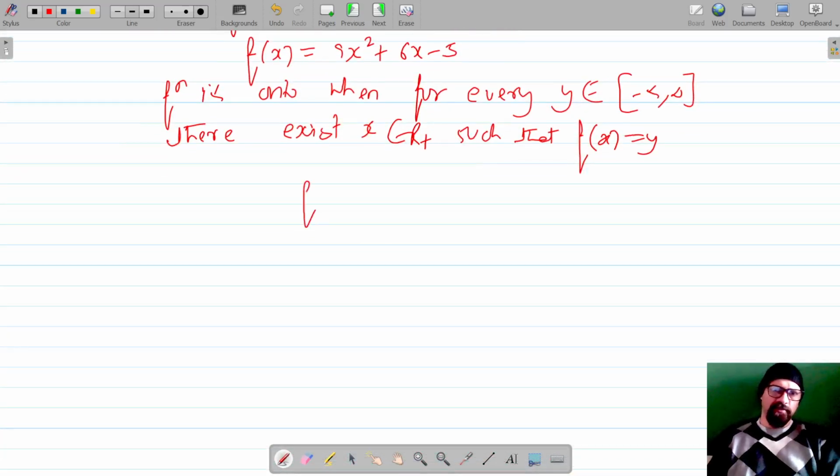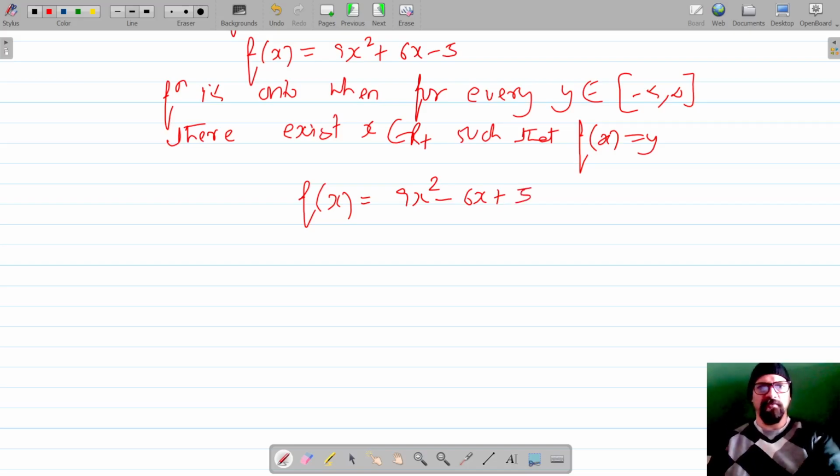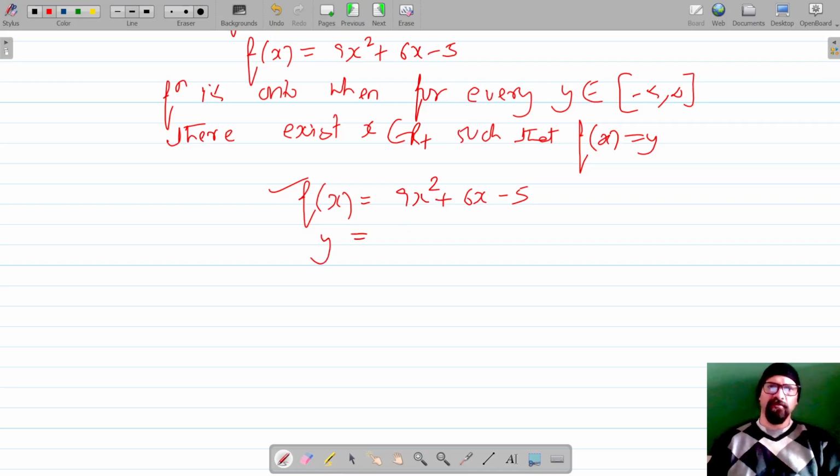Now our function is f of x equal to 9x squared plus 6x minus 5. This is our function. And f of x means this is y, so y is equal to this, a quadratic expression. Let's try to get it into some known form, a plus b or a minus b the whole squared. So I'm going to take 9 common, so we are left with x squared plus 6 by 9 x minus 5 by 9.